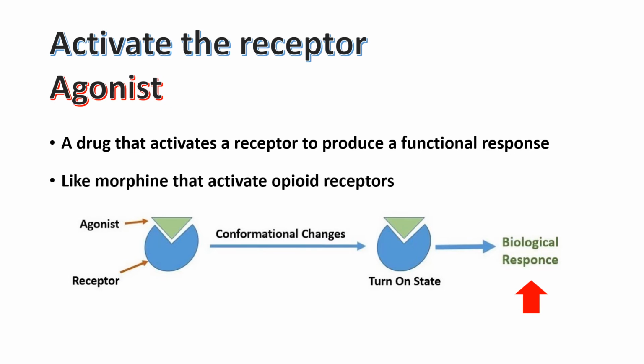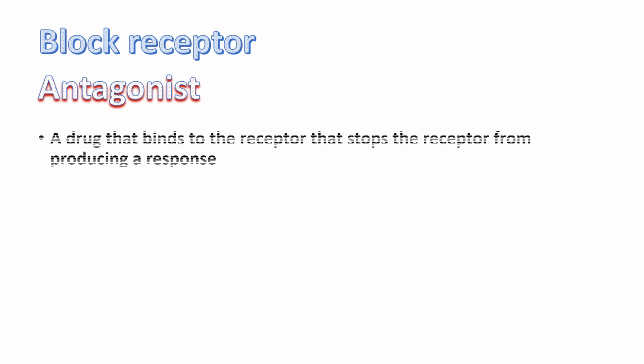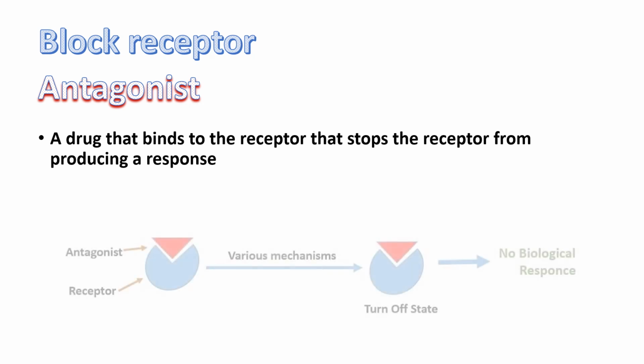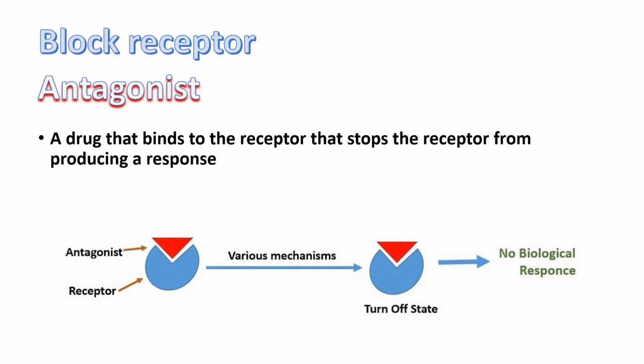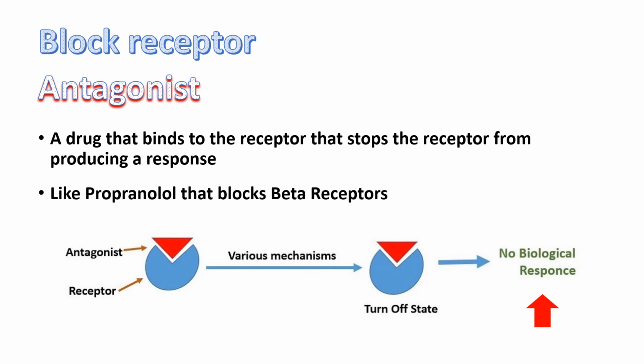that activates opioid receptors. Those drugs which block receptors are called antagonists. An antagonist drug stops the receptor from producing a response. So, when an antagonist medicine binds to a receptor, it turns the state off and causes no biological response, like propranolol that blocks beta receptors.